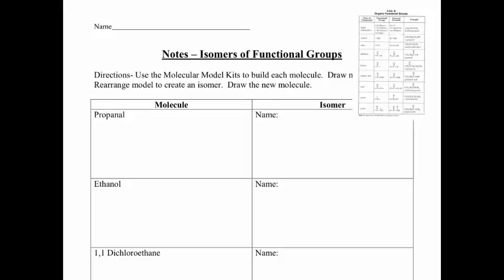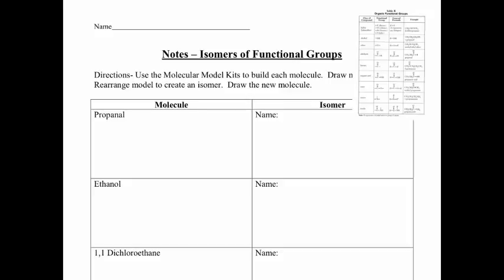Today we need to talk about isomers of the functional groups. Just like with isomers of hydrocarbons, you're going to have the same number of atoms of each of the different elements, but you're going to have a little different structural formula. I'm going to show you the easiest way to come up with the different isomers, and I'm also going to try to show you an easy way to remember it by using Table R.